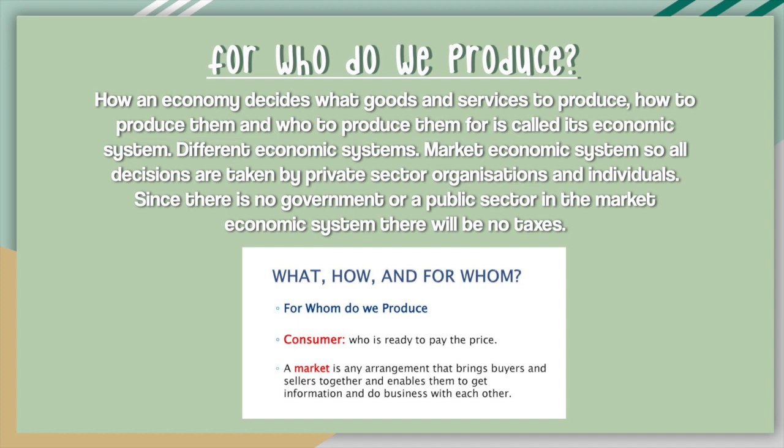There are different types of economic systems. One is a market economic system, in which all decisions are taken by the private sector, organizations, and individuals. Since there is no government or public sector in the market economic system, there will be no taxes.